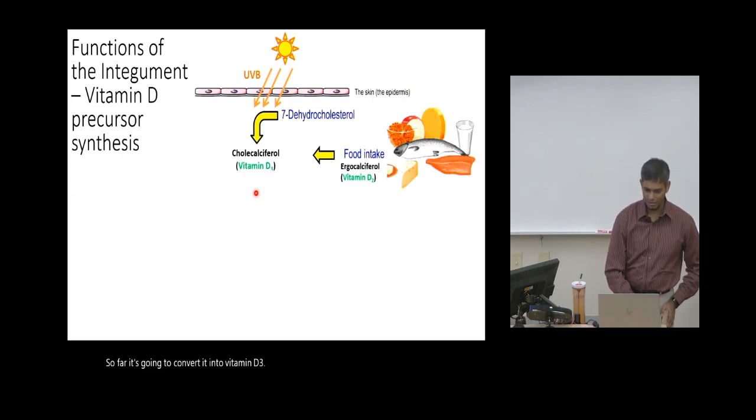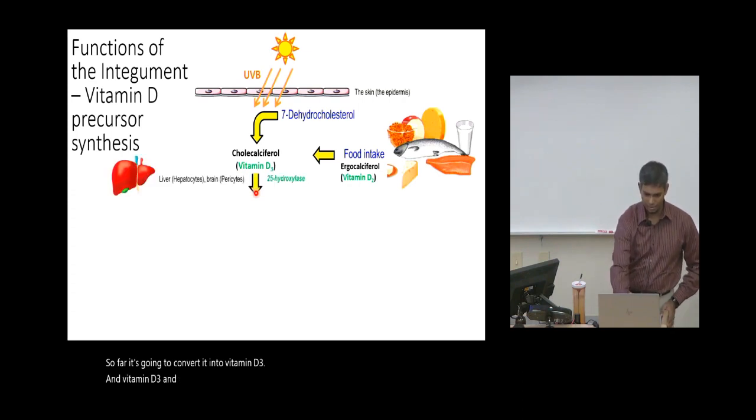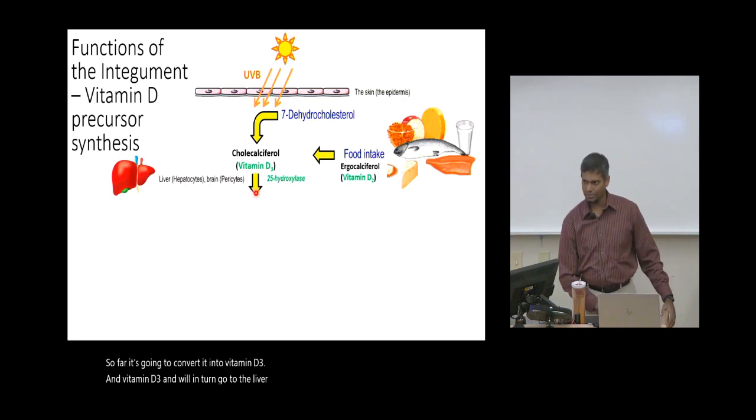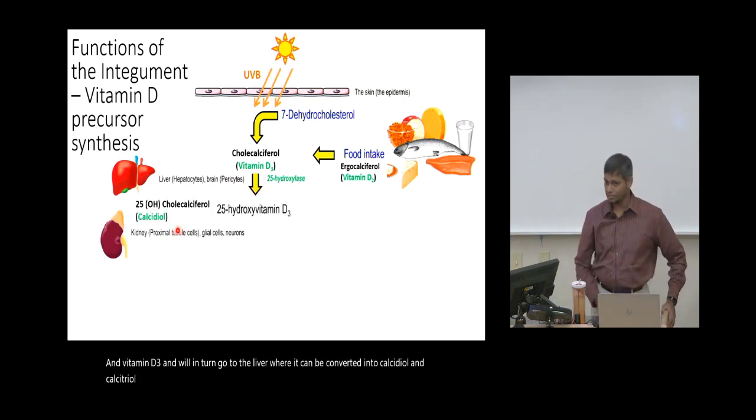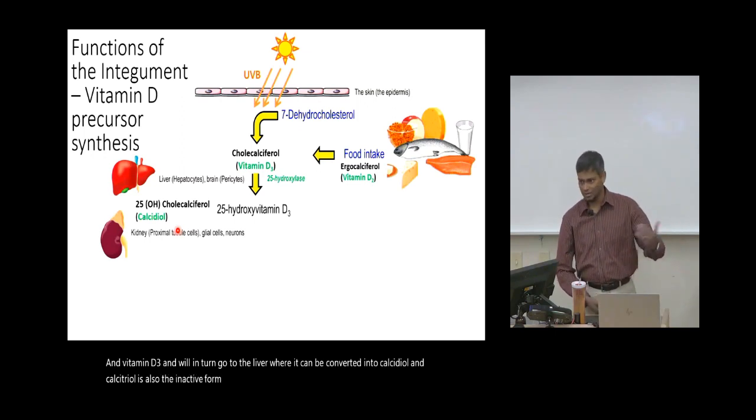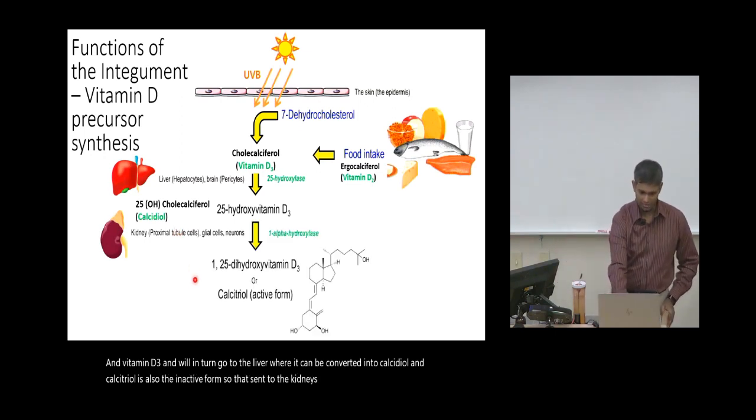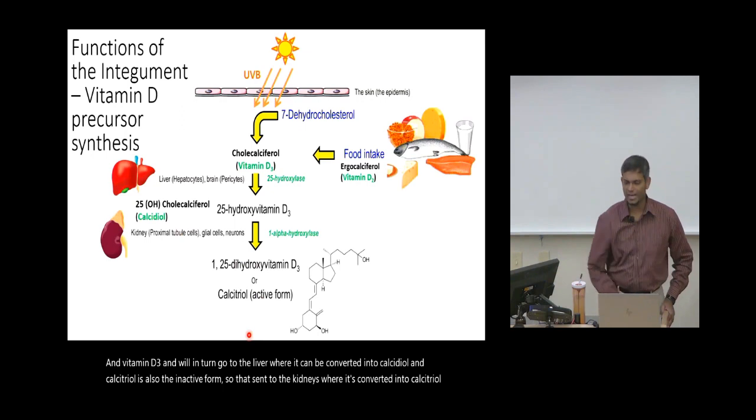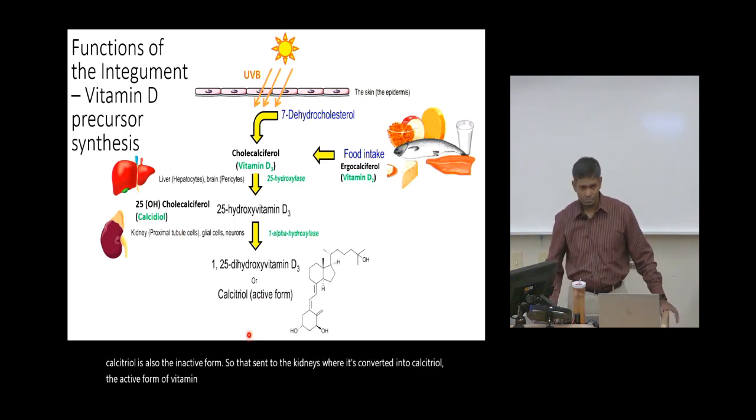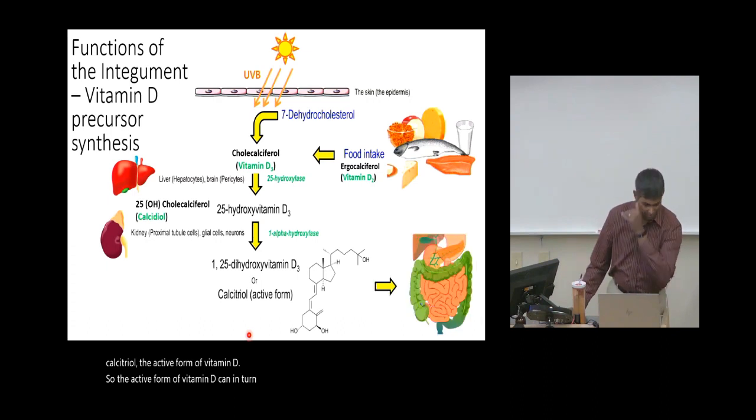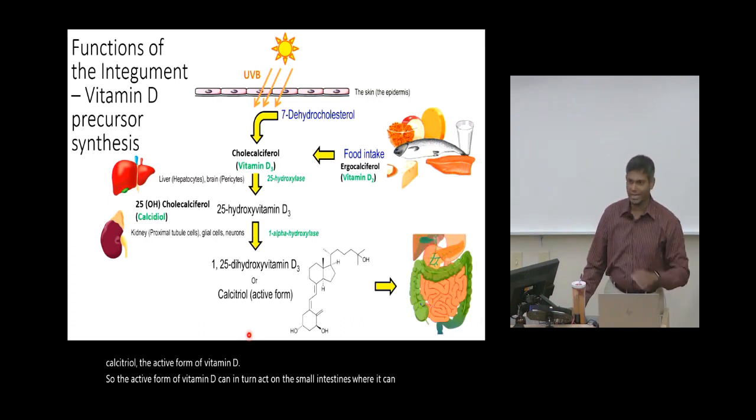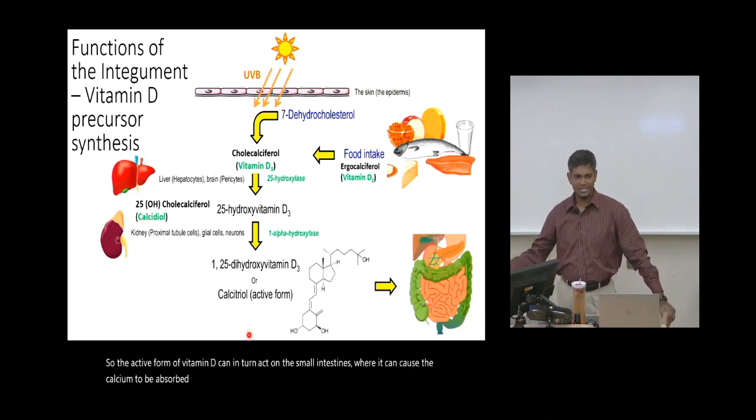And vitamin D3 will in turn go to the liver, where it can be converted into calcidiol. And calcidiol is also the inactive form, so that's sent to the kidneys, where it's converted into calcitriol, the active form of vitamin D. So the active form of vitamin D can in turn act on the small intestines, where it can cause the calcium to be absorbed from the digestive tract into the bloodstream.